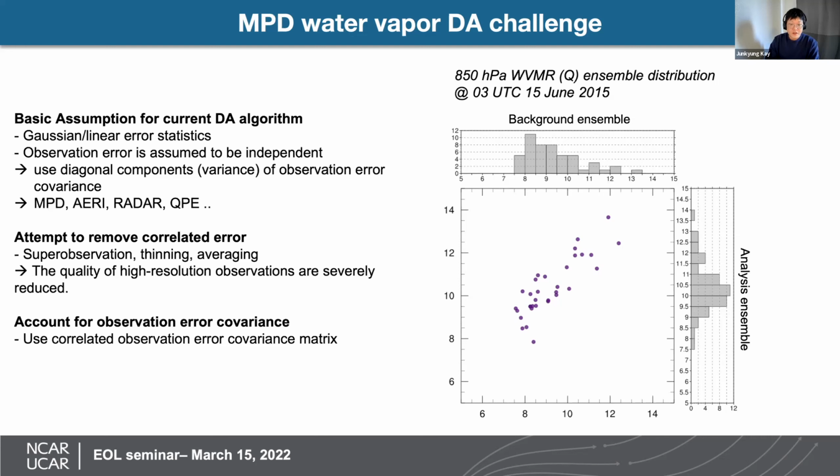For example, this right figure shows the distribution of the ensemble background of water vapor mixing ratio. The distribution of this background ensemble is very skewed, and it is very far from a Gaussian distribution. So this skewed non-Gaussian distribution can result in a suboptimal solution in the current data assimilation system.